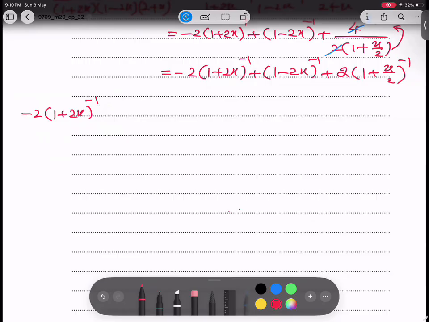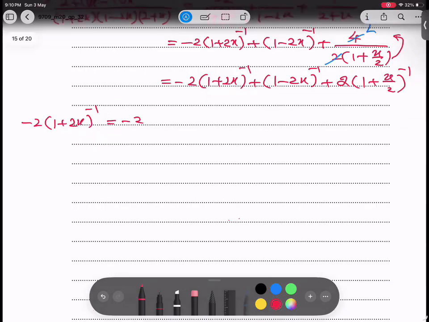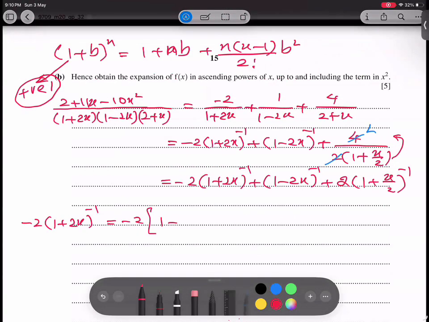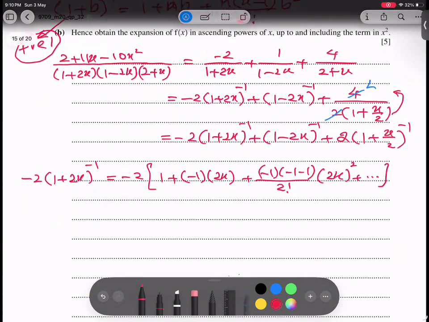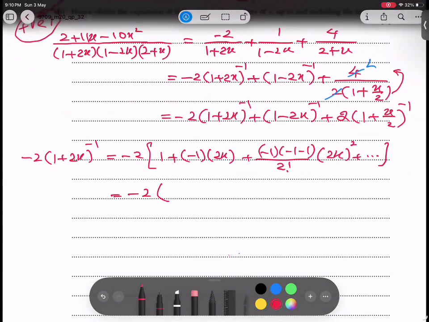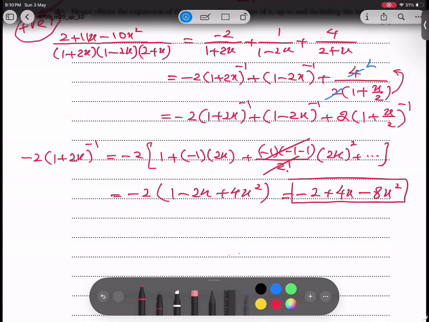So when applying here, students, what is the technique? The formula on top mentioned clearly 1 plus nb. 1 plus nb, n is negative 1, b is 2x. Now n into n minus 1 over 2 factorial into square of this one. So I'm going to complete this part. 1 minus 2x, and this cancels out, and plus 4x to power 2. And I'm getting finally negative 2 plus 4x and negative 8x to power 2. This first part done. So now I'm starting the second part.